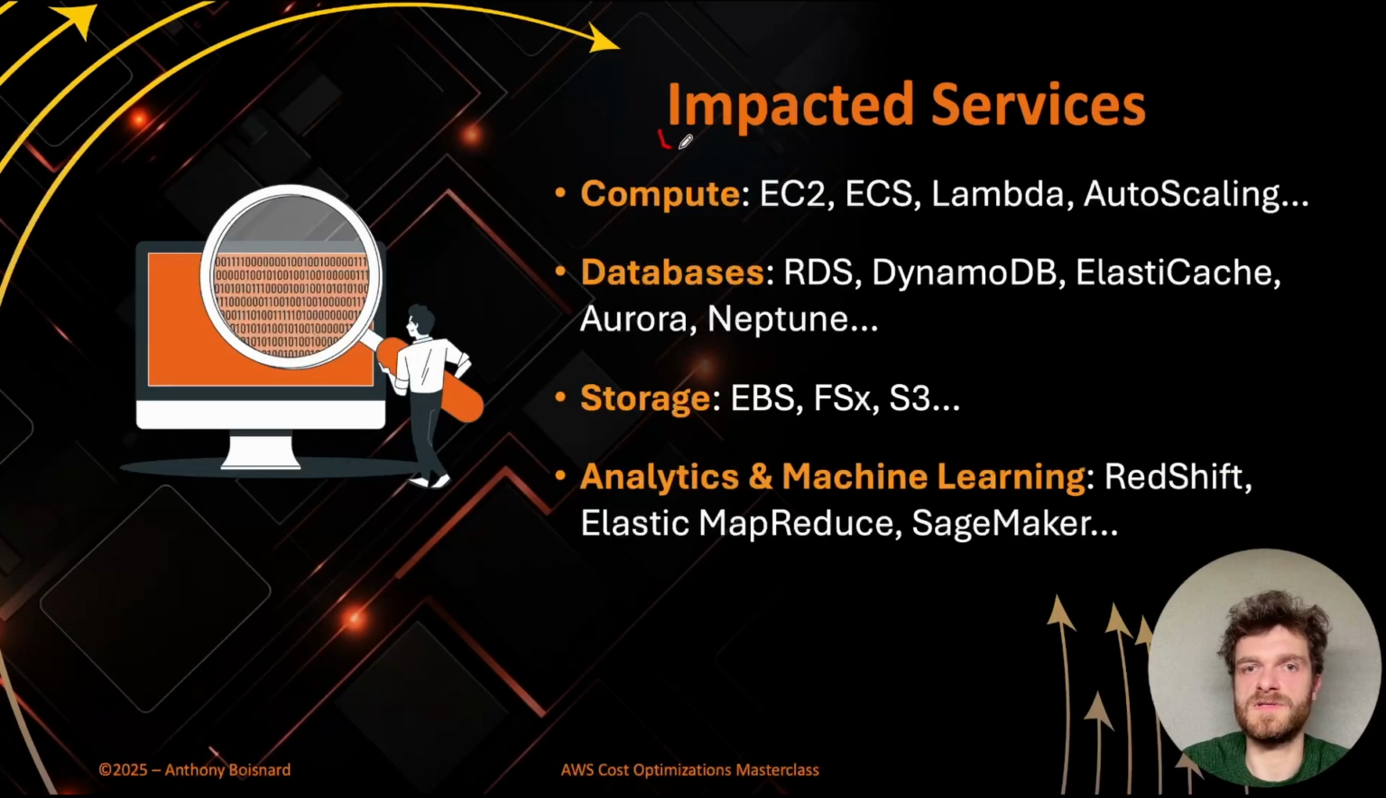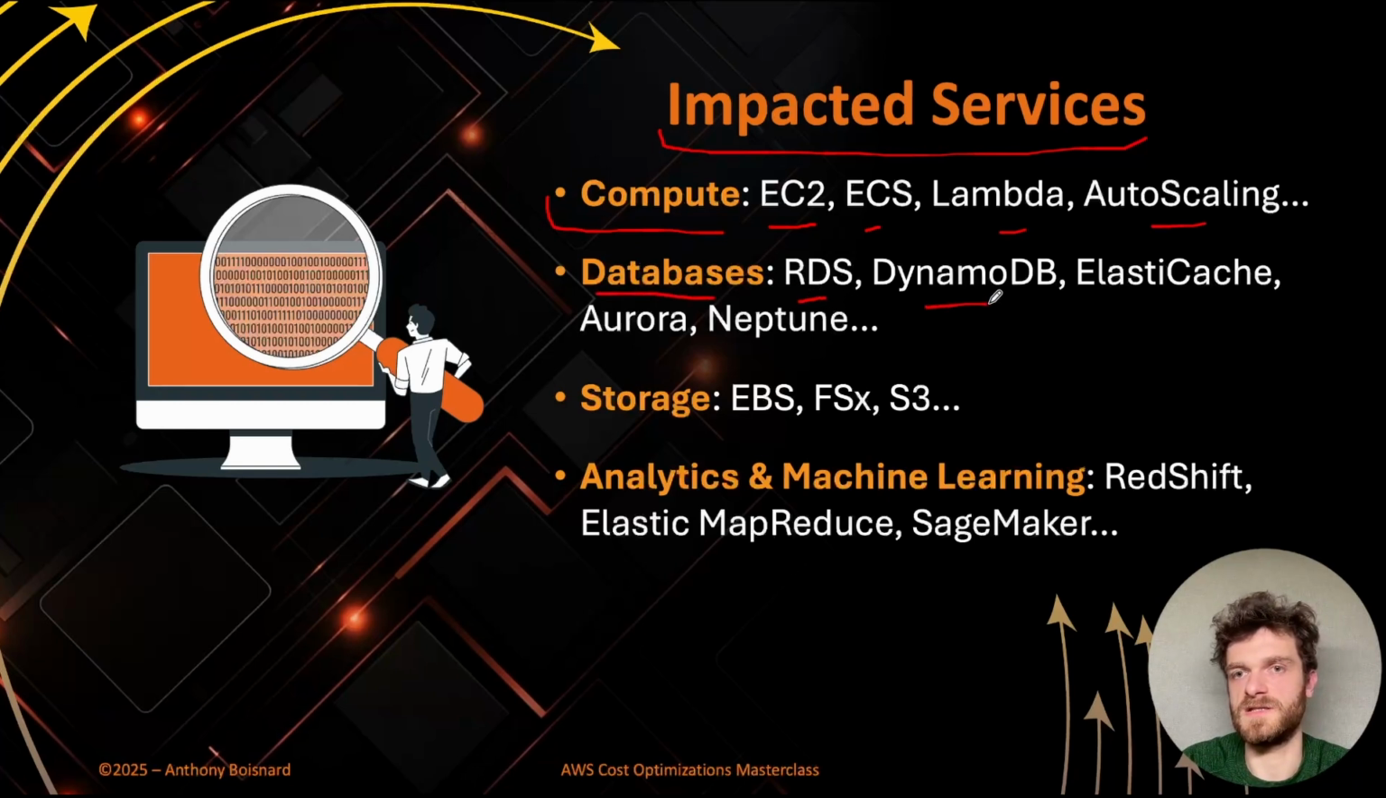Where can you use right sizing? On a lot of different areas like compute, for example, EC2, ECS, Lambda, Auto Scaling. You can also do it on databases such as RDS, DynamoDB, ElastiCache, Aurora, Neptune, and on storage with EBS, FSx, and S3, and also on analytics and machine learning, for example, with Redshift, Elastic MapReduce, and SageMaker.